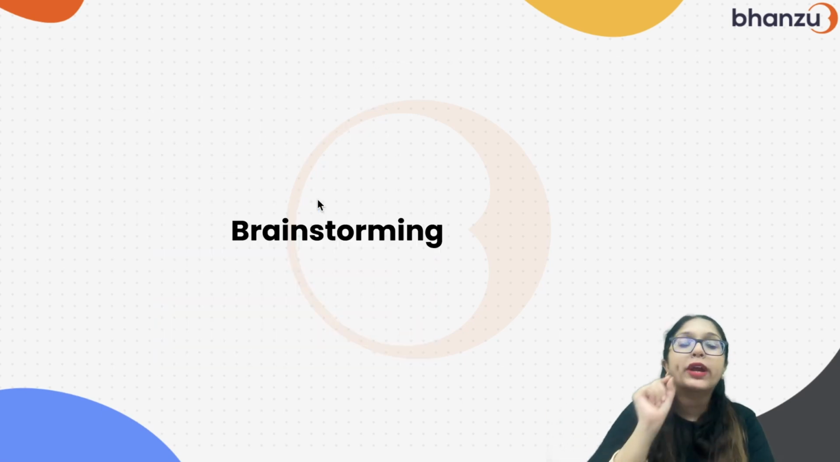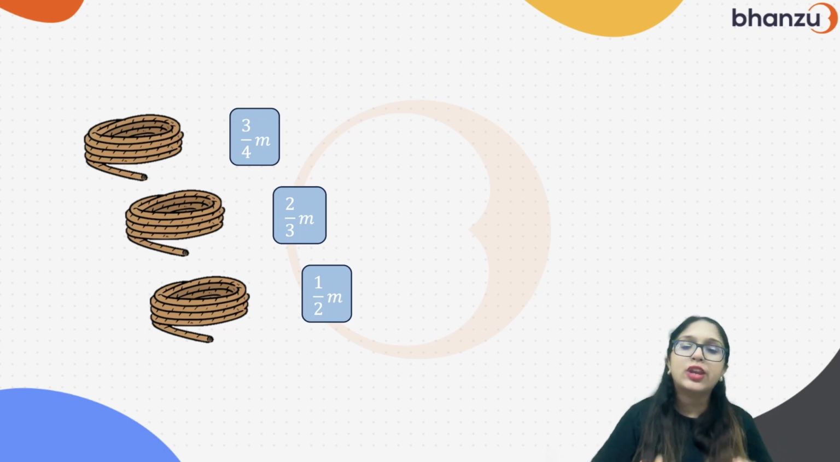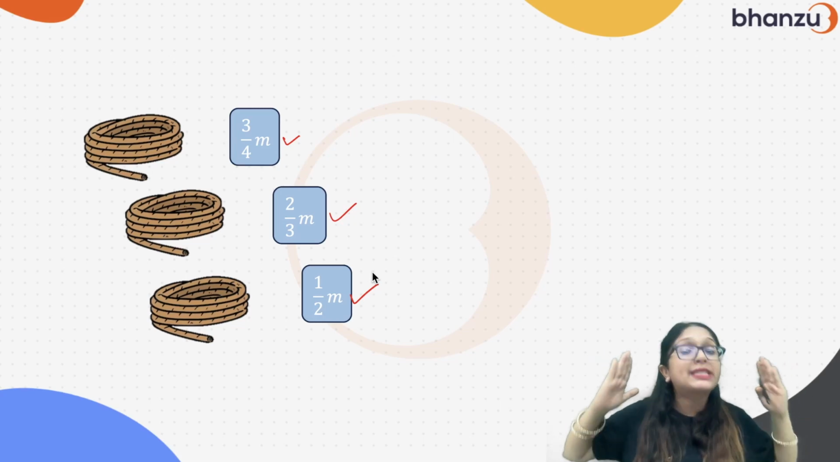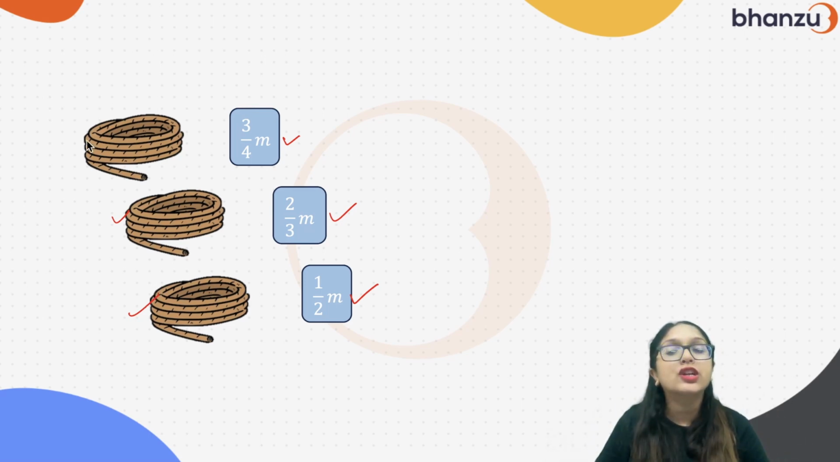So now I have a quick question for you to think of. You have 3 ropes. The first rope is 3 over 4 meter long. The second one is 2 over 3 meter long and the third one is 1 over 2 meter long. What if you attach the first 2 ropes together and then attach the third one? Will the total length be the same if you do it in a different way, that is attaching the second and third rope first and then attaching the first one?